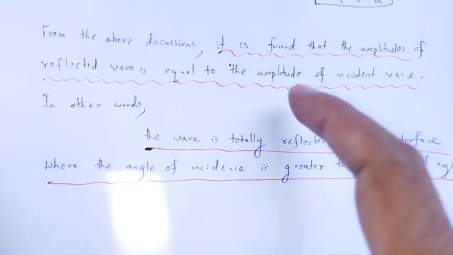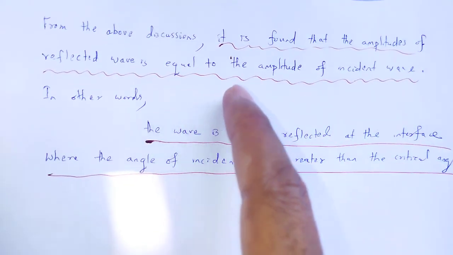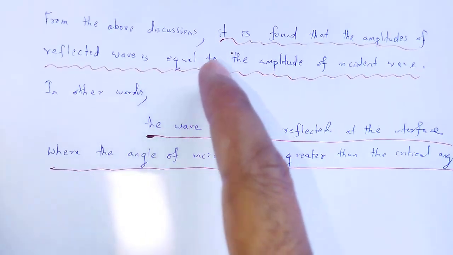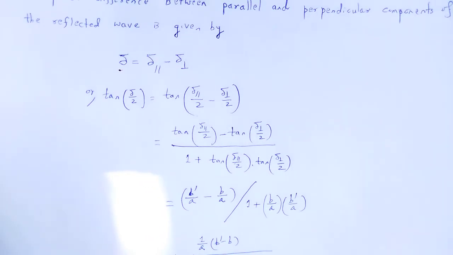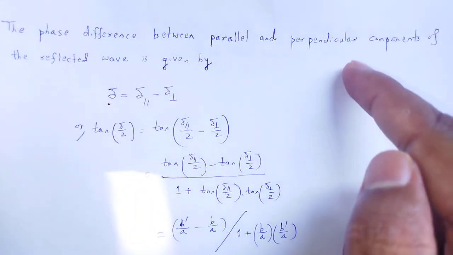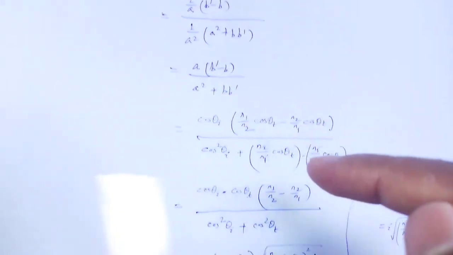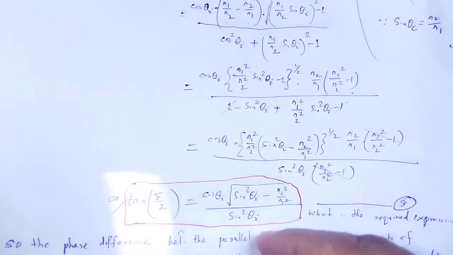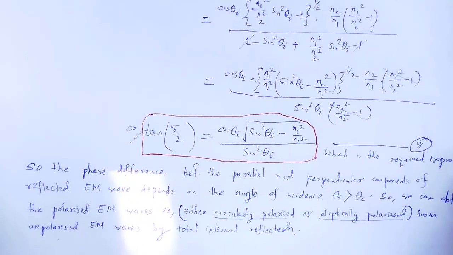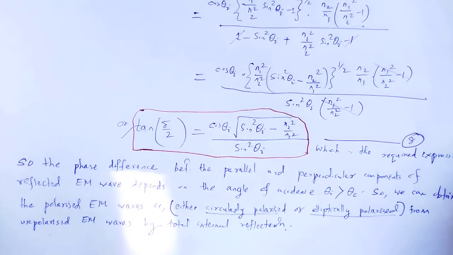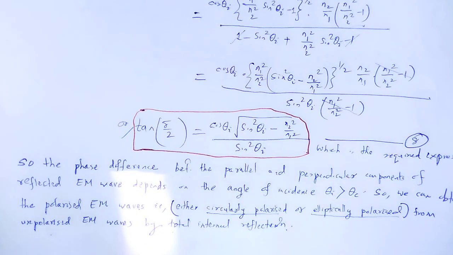Here we clear that the amplitude of the incident wave and the amplitude of the reflected wave are equal. So there will be a phase difference. So what will be the phase difference? The phase difference between these two is calculated, and we have a mathematical result, and finally we clear from that expression that we obtain polarized electromagnetic waves, either plane polarized or elliptically polarized, from unpolarized electromagnetic waves by the method of total internal reflection.